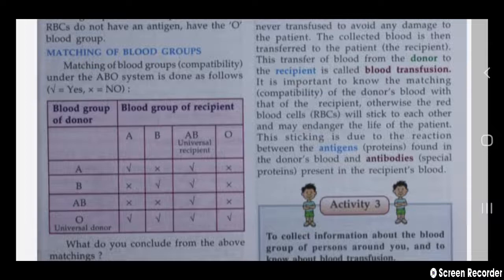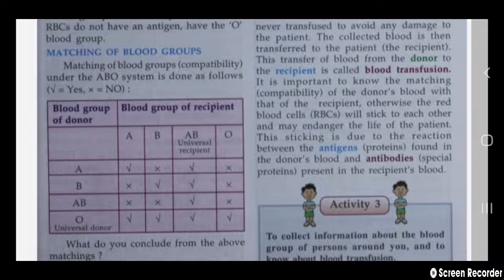If a person has blood group A, he should get blood from an A person only. He can't take blood from B. A can supply blood to A or AB, but he cannot donate blood to B or O. Like that, a B group person cannot donate blood to A and O.